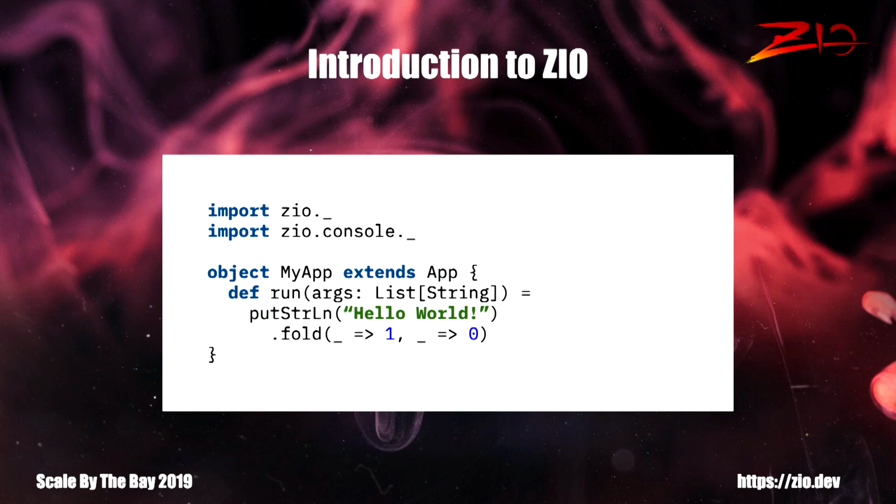Good question. So putStrLn returns an effect that succeeds with a unit value. But the run function requires we return an effect that succeeds with an integer status code, which will be used as the exit code for the process when our main application terminates. So we fold over both error and success case, mapping the error case to the integer 1 and the success case to the integer 0 to end up getting an effect out of that, which succeeds with an integer value.